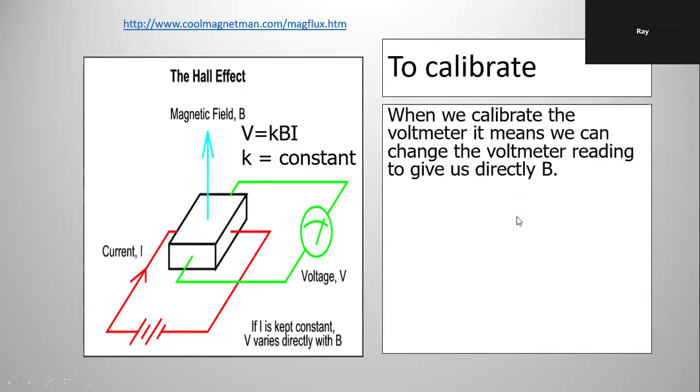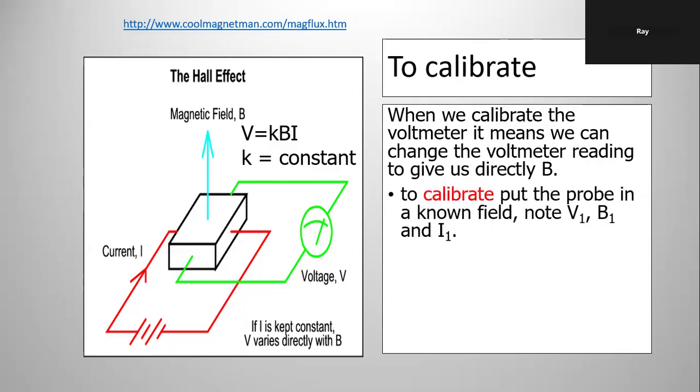So by measuring VH, we can calibrate to measure B. When we calibrate the voltmeter, instead of having a voltmeter read voltage, we calibrate it to read B, the magnetic flux density. This means we can change the voltmeter reading to give B directly. To calibrate, we put the probe in a known field. B is known.